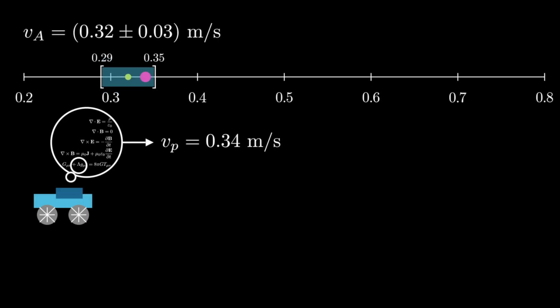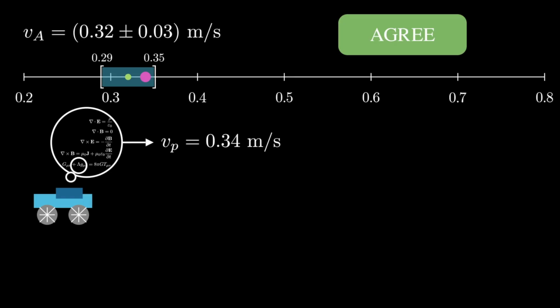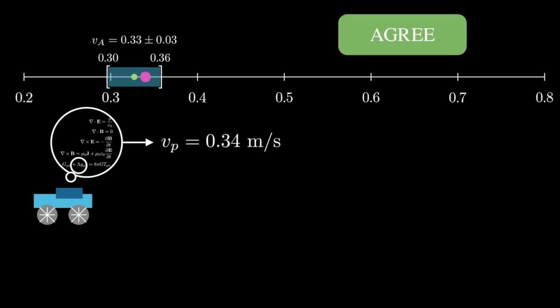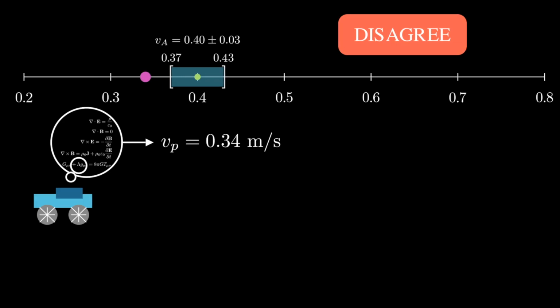On the number line, 0.34 lies inside the confidence interval of the student's measurements. Therefore, there is a high probability that the actual speed of the car is 0.34 meters per second. In this case, we conclude the student's measurements agree with the predicted value. As long as the predicted value lies anywhere inside their confidence interval, the students should conclude that the experiment and prediction agree with each other. On the other hand, if the student's measured speed was 0.40 with a plus or minus of 0.03, you can see that the predicted value lies outside of their confidence interval, and the students should conclude that their measurements disagree with the predicted speed.